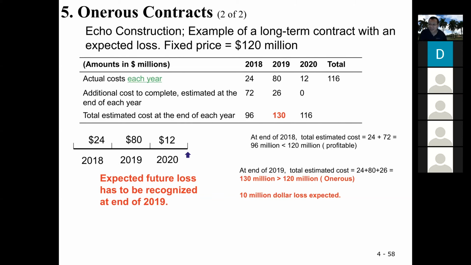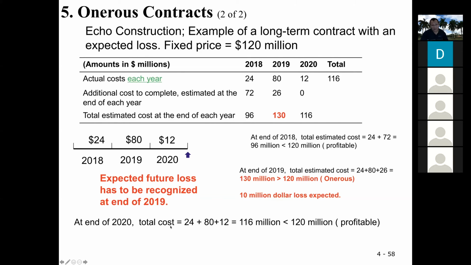And now we are at the end of 2020. Okay, so now I have new information. The total amount of cost is 24 plus 80 plus 12, so it's 116 million. It's less than 120 million. So now I see it's actually a profitable contract, I even make $4 million. Okay, so then you have to reverse the 2019 entry for the future loss recognition, because now you know there's actually no loss. So whatever journal entry recognizing future loss in 2019 has to be reversed. Okay, because you have new information, you always go with new information. Okay, does this make sense? Do you understand what an onerous contract is?